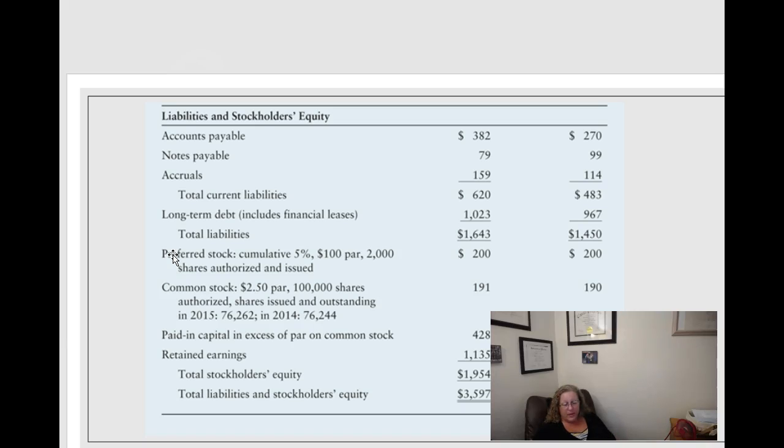And then the other thing about ratios is just understanding what they actually mean so that you can interpret them and discover what they're actually telling you about the company.